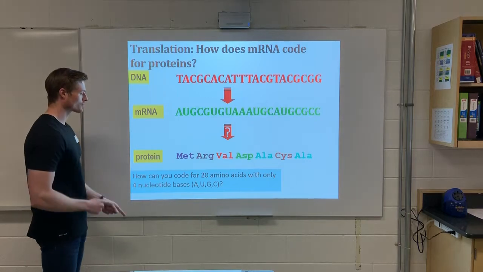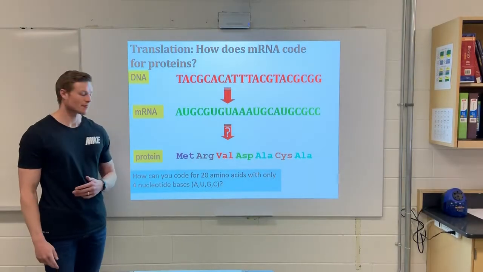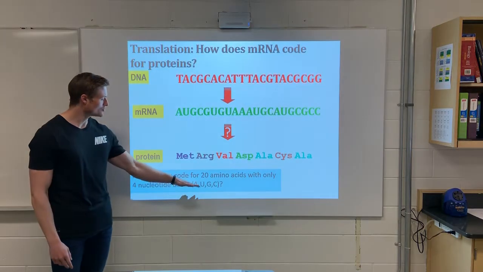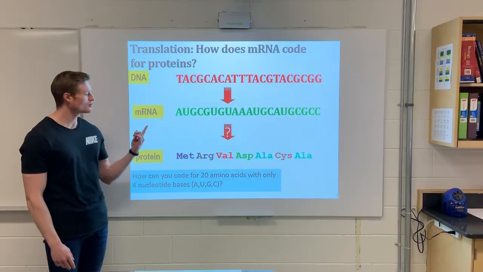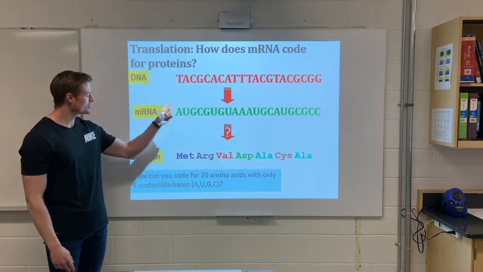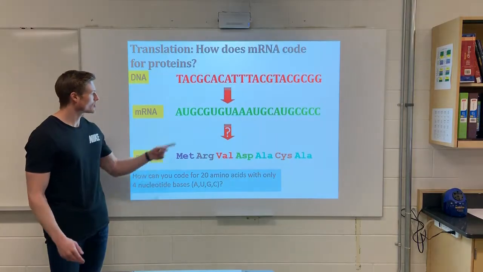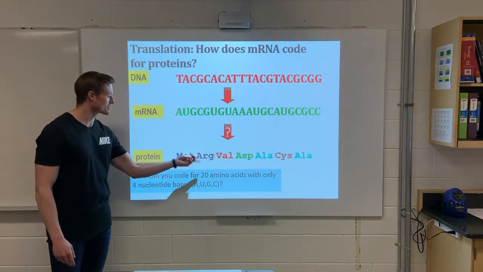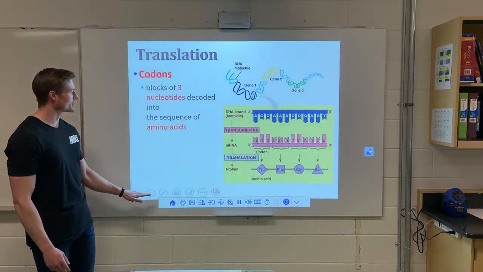How can you code for 20 amino acids in our body with only 4 letters? So how do we use A, U, G, and C to make over 20 amino acids? And how do we know that A, U, G gets us the amino acid methionine? And how do we know that G, C, G gets us the amino acid arginine? Well, there's a few ways that we do this.